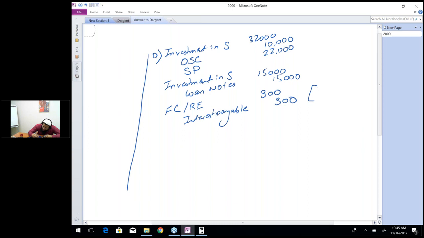How have we calculated 300? 15,000 of the loan notes into 8% of the interest rate into 3 divided by 12. This is the procedure that we have followed to calculate the interest.